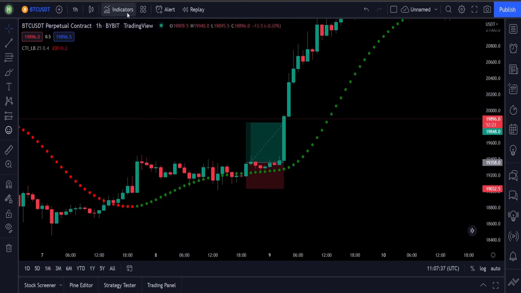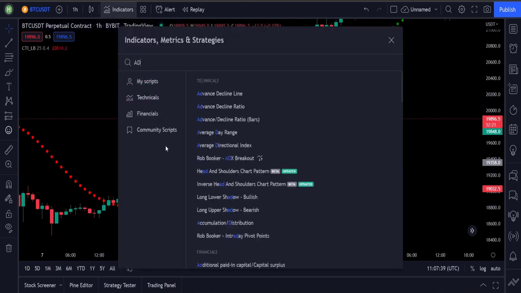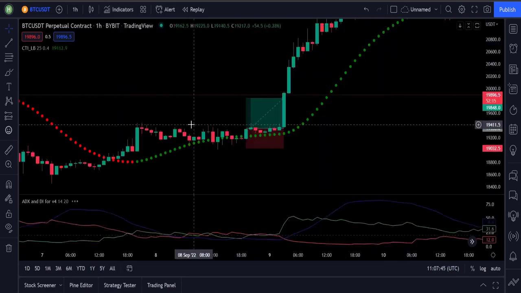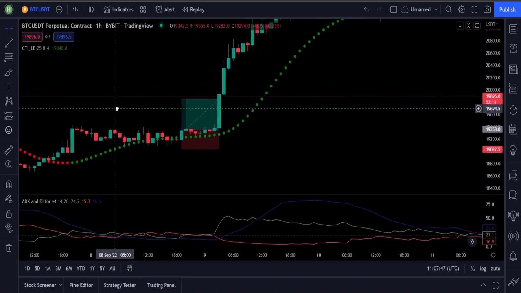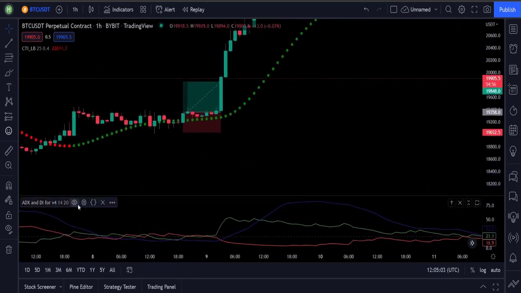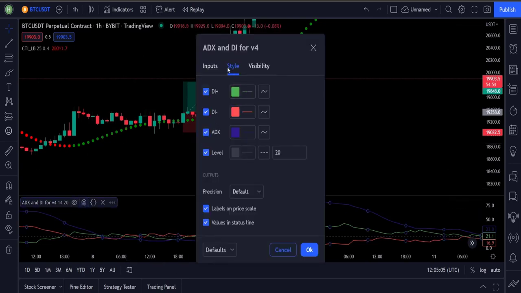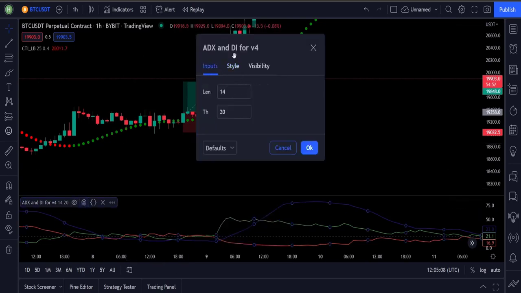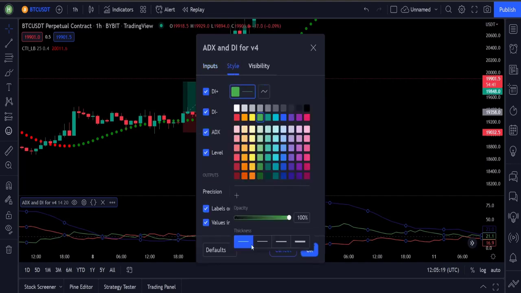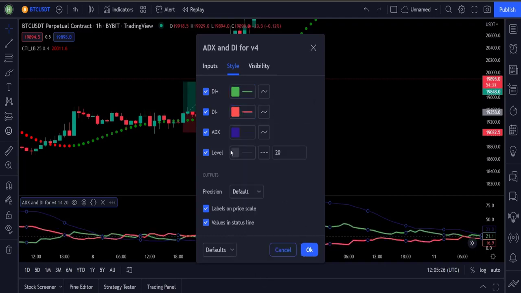However, we still need to have a double confirmation for our entries, and for that we need to add the second indicator. So we're going to search for ADX and DI. This indicator will prevent us from taking low-quality trades, but bear in mind you will get less trade entries. I'm not going to change the inputs for this indicator. Let's keep them on default. However, we need to change the thickness of the lines so that we can see them better. Okay, now the strategy is complete.